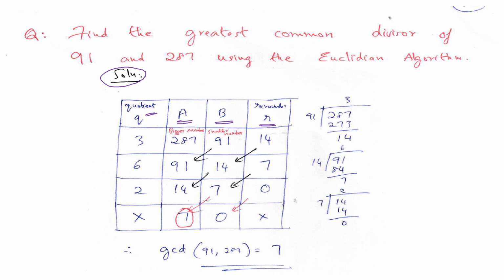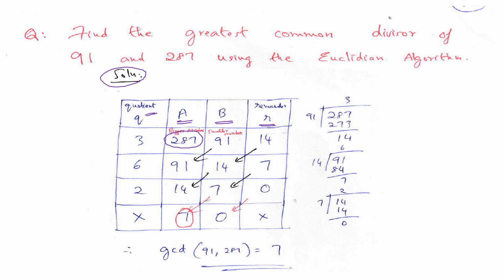But what you have to do is, first you have to ensure that this number is the bigger number out of the two numbers that are given. See, it is given as 91 and 287. Most of them make mistakes. They write first 91 and then write 287. No, you decide among the two which is the bigger one. It is very easy. So under A, you have to write the bigger number, and under B, you have to write the smaller number. If you make this mistake, then the entire problem will fetch you 0 marks.